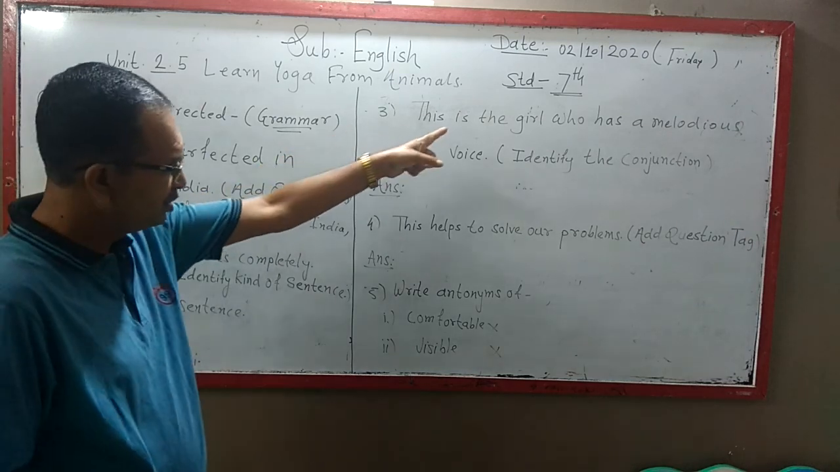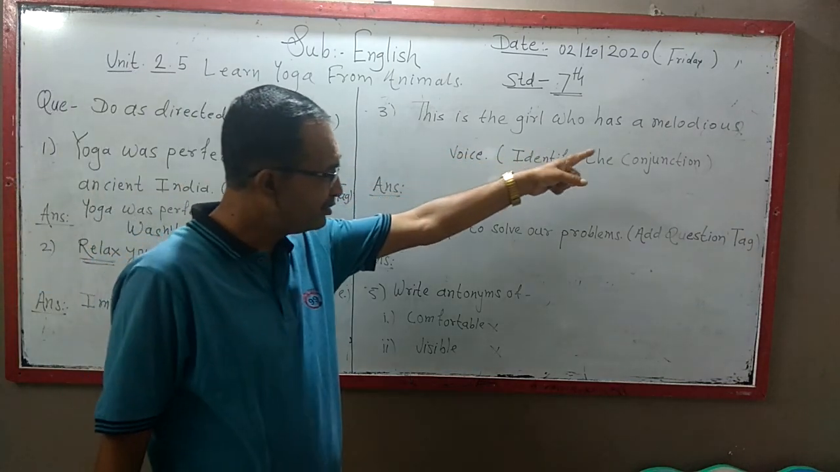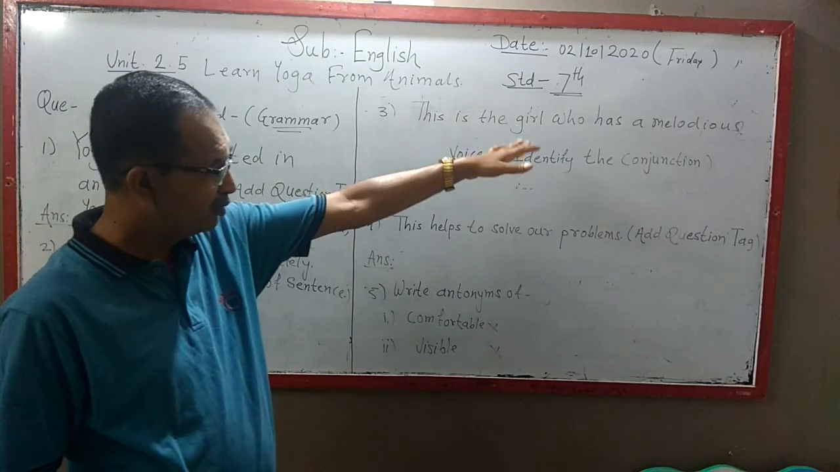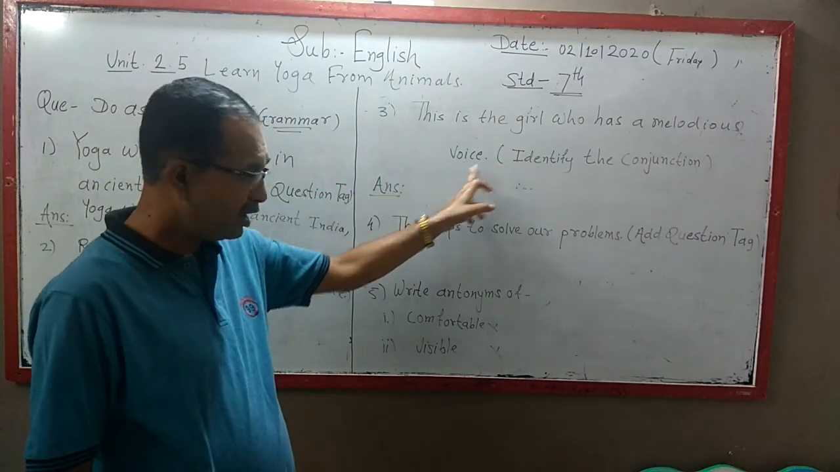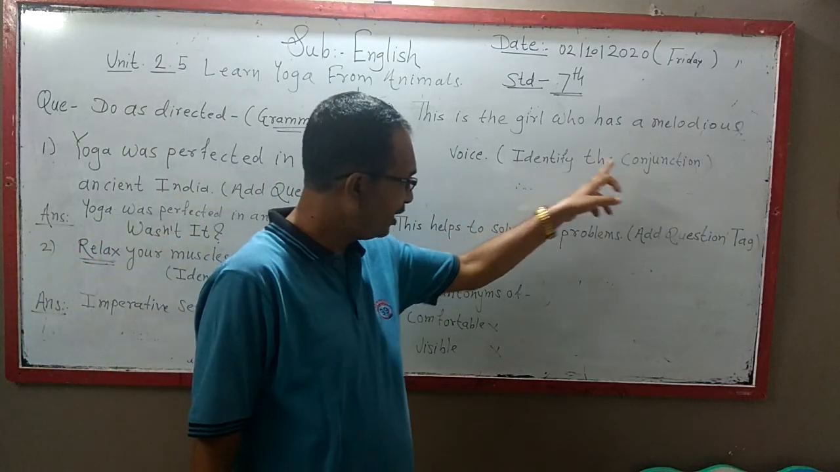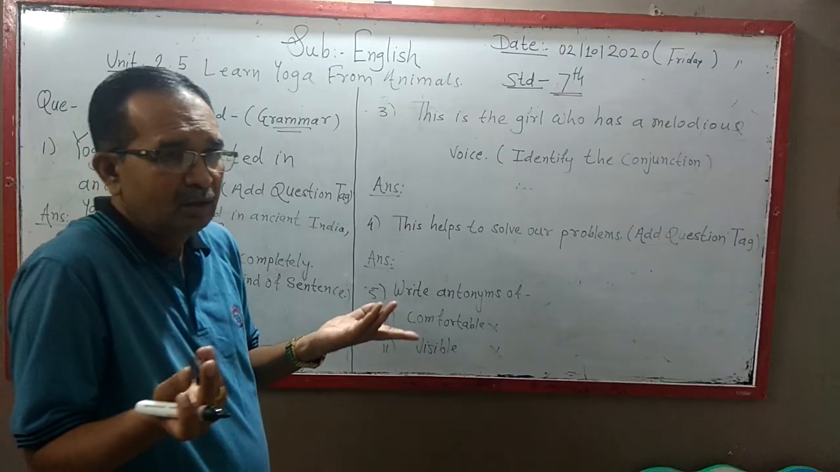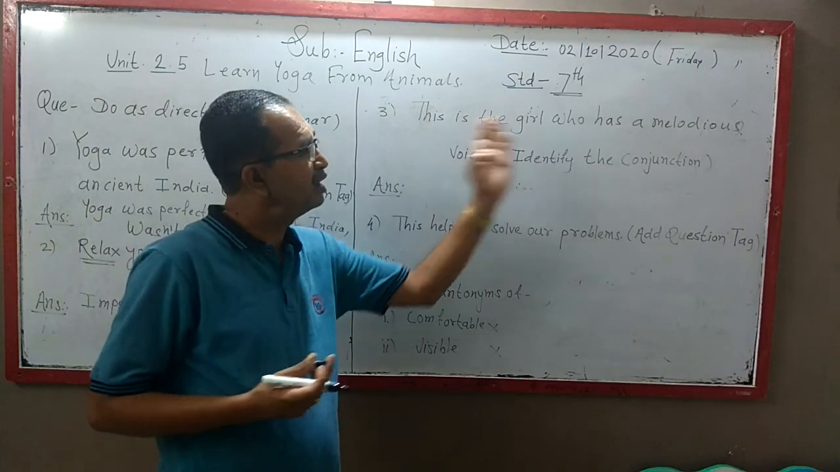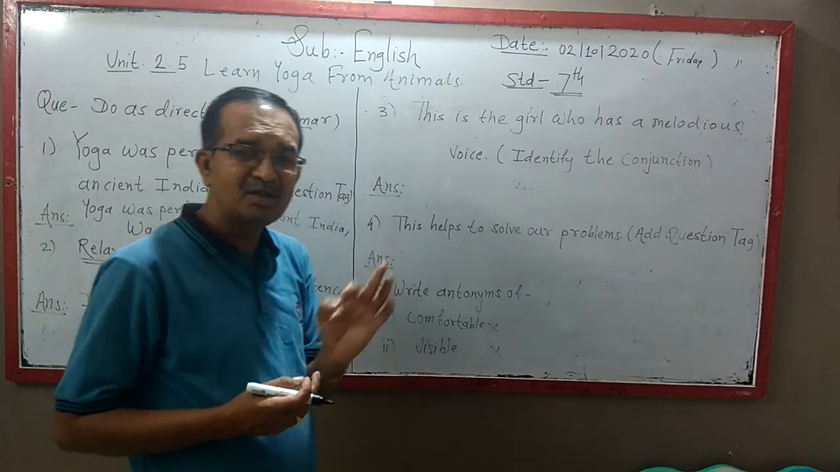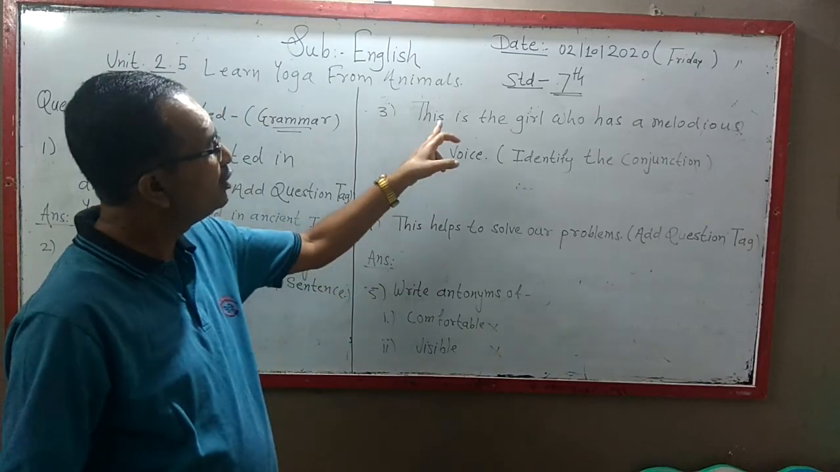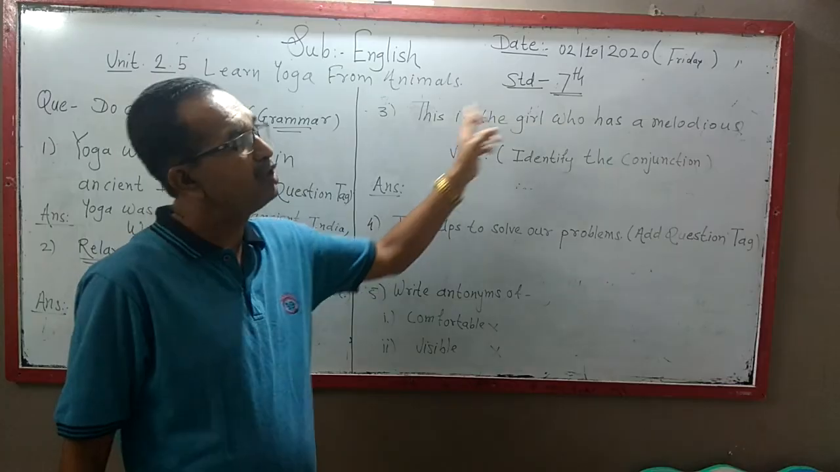Next sentence is, This is the girl who has a melodious voice. What you have to do? You have to identify the conjunction from the sentence. If you don't know what is meant by conjunction, how can you find it out? Conjunction means the word which shows a relation between two things or two objects.